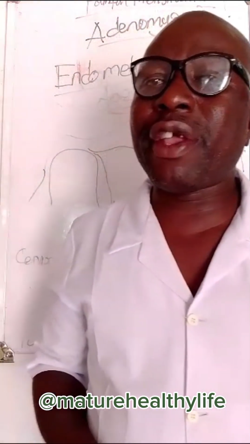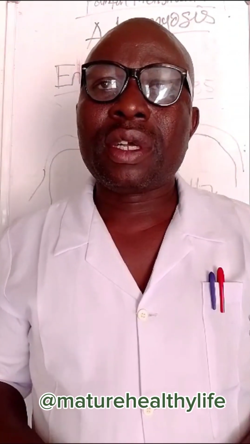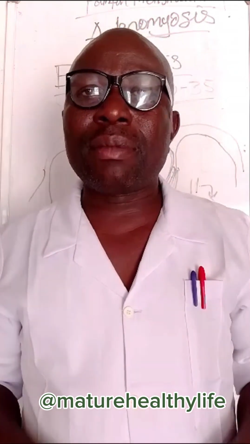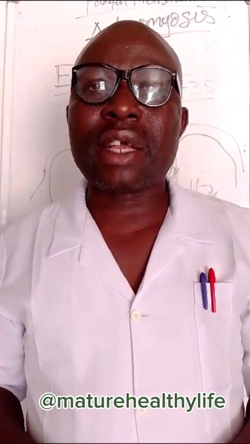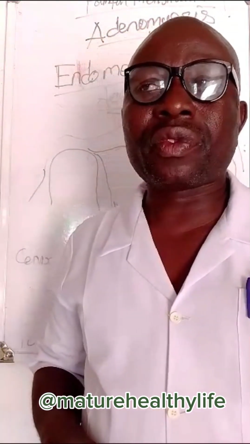Another one is heavy bleeding called menorrhagia. When you bleed heavily during your menstrual cycle or menstruation, it can lead to painful menstruation. The next one is irregular bleeding. When you bleed irregularly, like 2 to 3 times within a cycle, you can stand the risk of having this condition, painful menstruation.